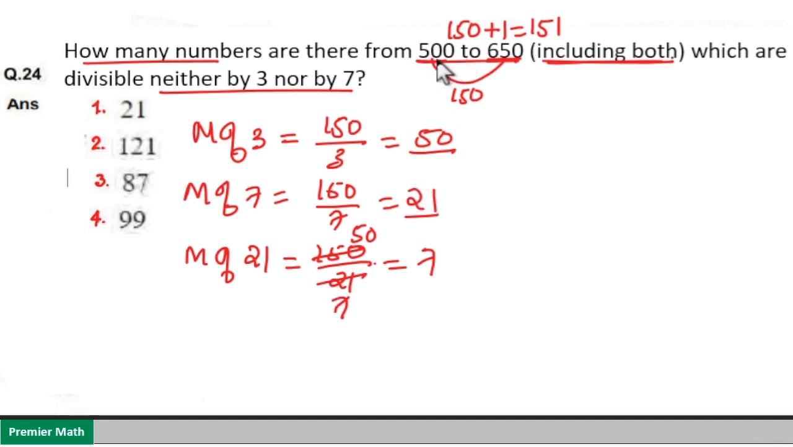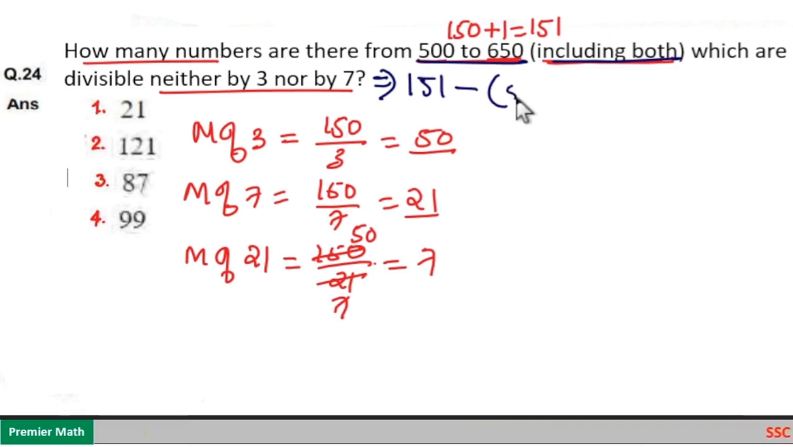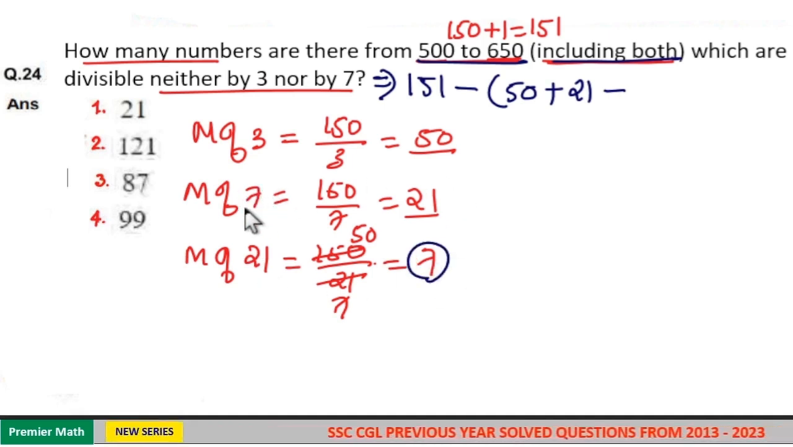That is, when you subtract the multiples of 3 and 7 from these 151 numbers, you will get the numbers which are divisible neither by 3 nor 7 between 500 and 650. Here the total numbers between 500 and 650 including both is 151. Now 151 minus multiples of 3, which are 50 in number, and multiples of 7, which are 21 in number. Now these 7 numbers which are multiples of both 7 and 3 are included in the 71 numbers. So subtract the 7 numbers from the 71 numbers.